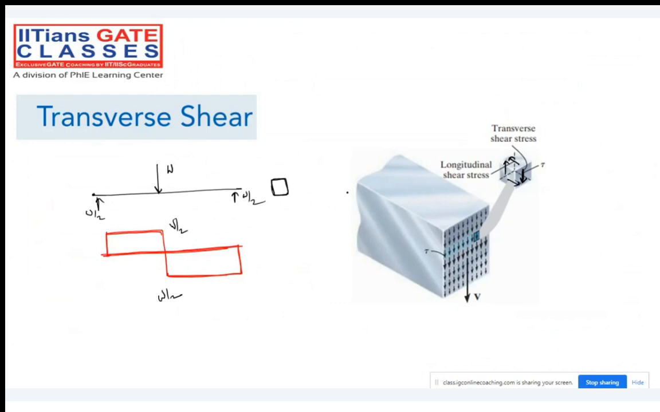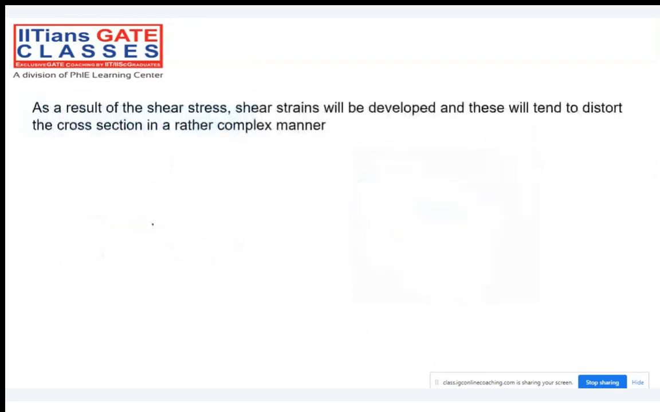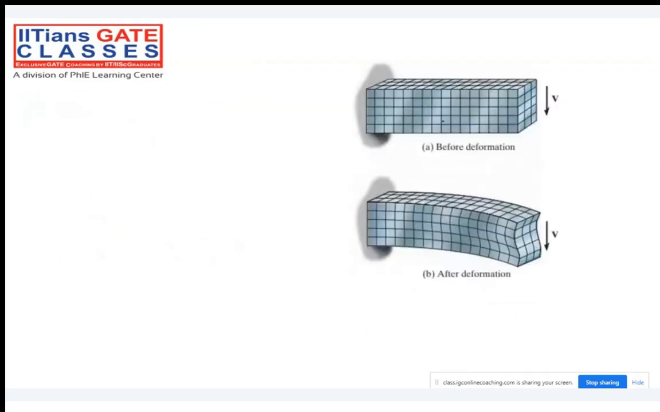Now, what is the condition? What is going to happen because of the shear force? Because of the shear force, there will be some shear deformations, and that shear deformation will not be a linear one, just like what we have seen in bending. Right. So here, observe very carefully: before the shear force is applied and after the application of the shear force, this will be deformed something like this.